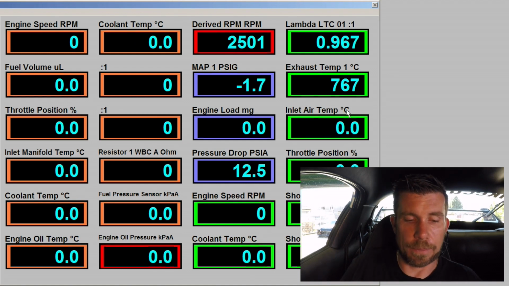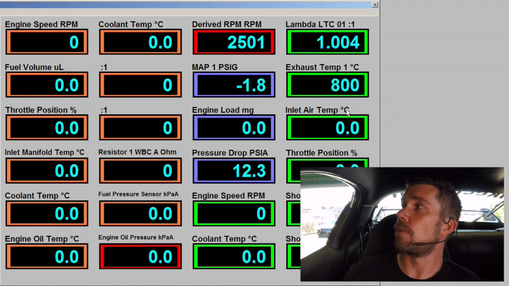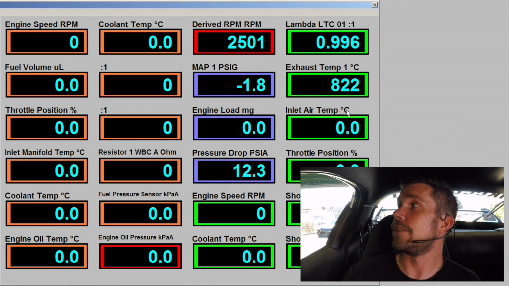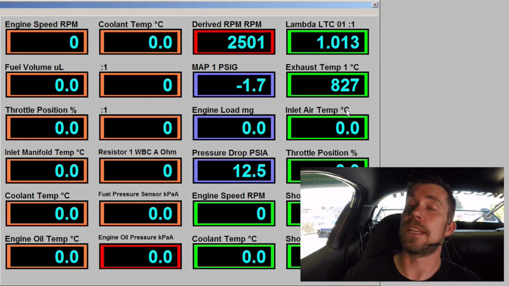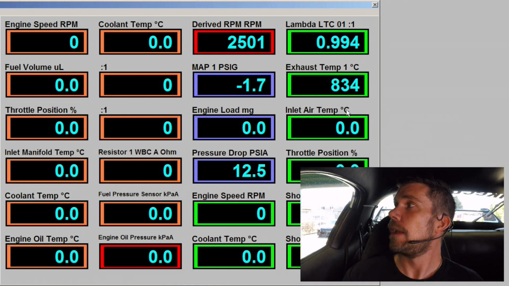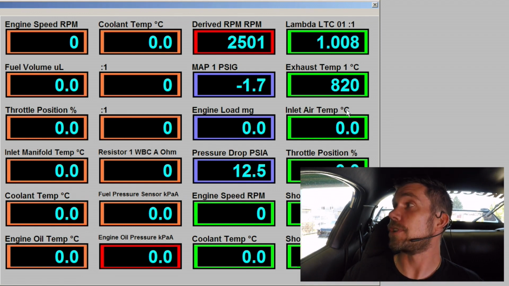Let's see what happens when we lean the air-fuel ratio out. Remember, we were running at around about 0.95, 0.96. I've now leaned the air-fuel ratio out to lambda 1, and you can see our exhaust gas temperature has climbed. We're sitting now at 820, 830 degrees centigrade. And as I said, it does take a little bit of time for that exhaust gas temperature to stabilize, and it does move around a little. You can see we're now hitting about 835, 840 degrees centigrade.